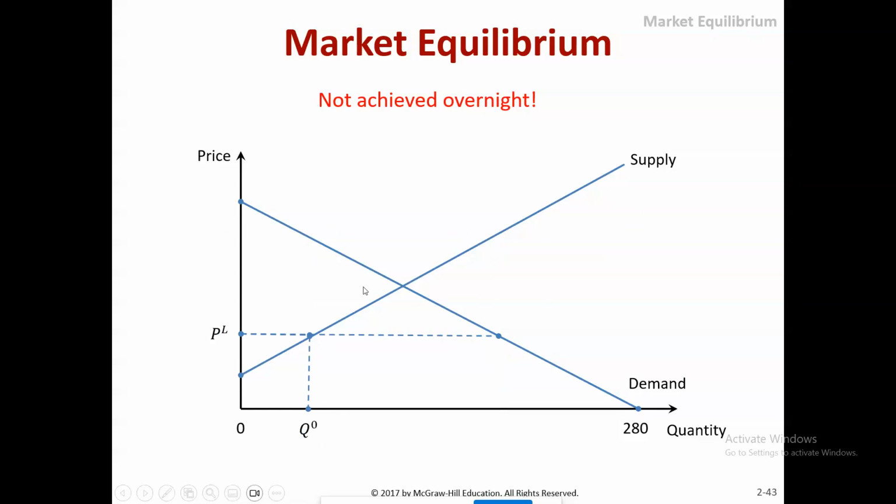At such a low price, sellers are discouraged. They don't want to produce more, or they don't want to produce many. They want to produce only Q0. So PL on the supply curve gives us Q0.